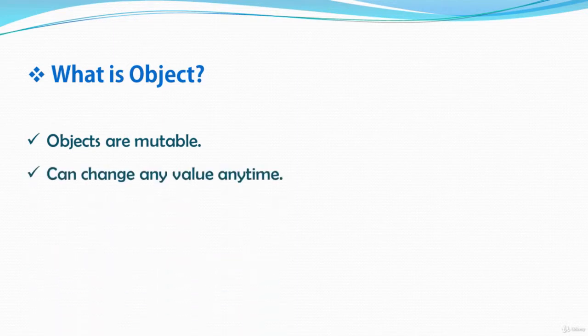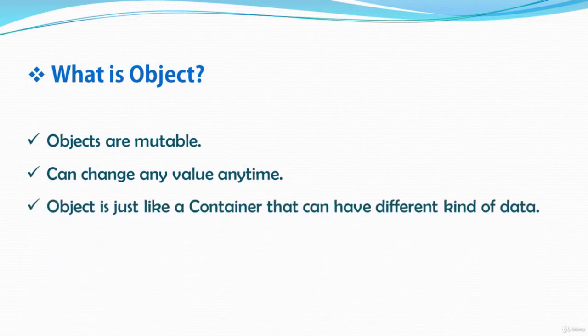Now, let me first talk about what an object is. Object is not like a primitive type that is immutable and takes only one value at a time. Object can represent multiple and complex values. It is mutable, so you can change any value of an object anytime. Object type always works like a container. You can put different kinds of data in the container.